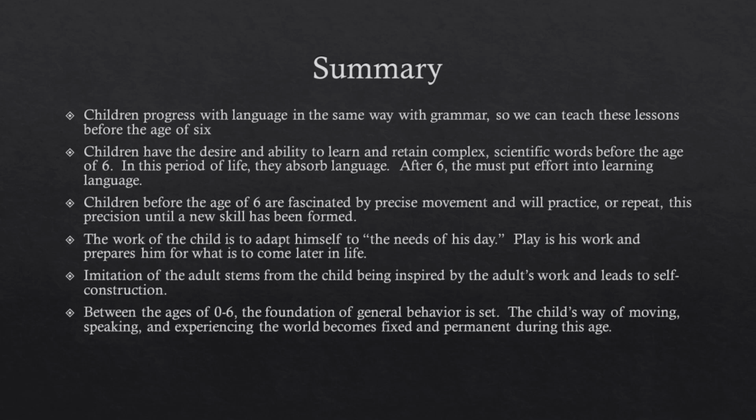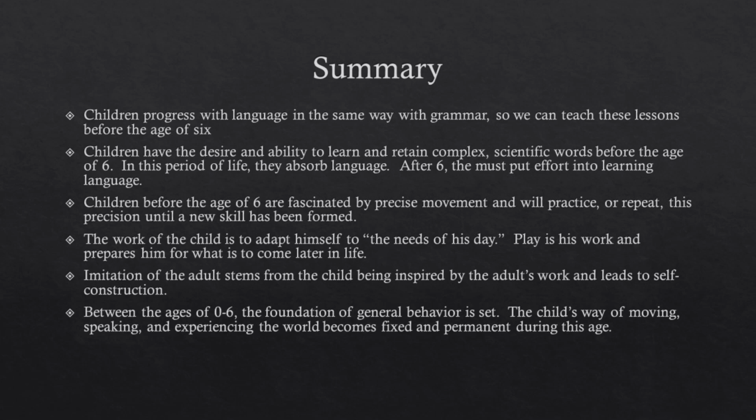Montessori says imitation of the adult stems from the child being inspired by the adult's work. This is an inspiration to the child, and it leads to self-construction. So when you see your child imitating you, or if you see your students imitating you, this is inspiring them. They're not just copying you, they're being inspired by you. And you can use that inspiration to help the child construct himself.